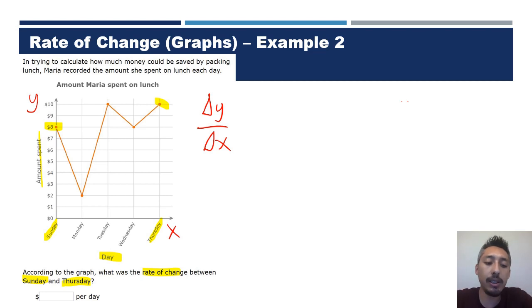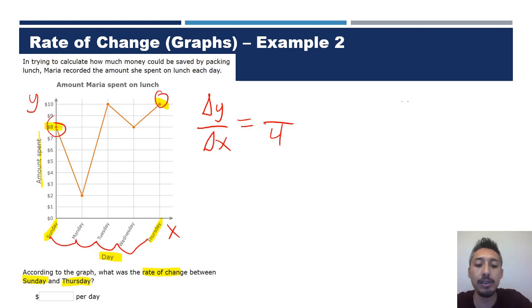So starting on Sunday, the change was 1, 2, 3, 4. The change of x is 4 days. The change of y, the change in amount of money spent, went from $8 on Sunday to $10 on Thursday. So the change was $2. Because the price went up from $8 to $10, it's going to be a positive 2.